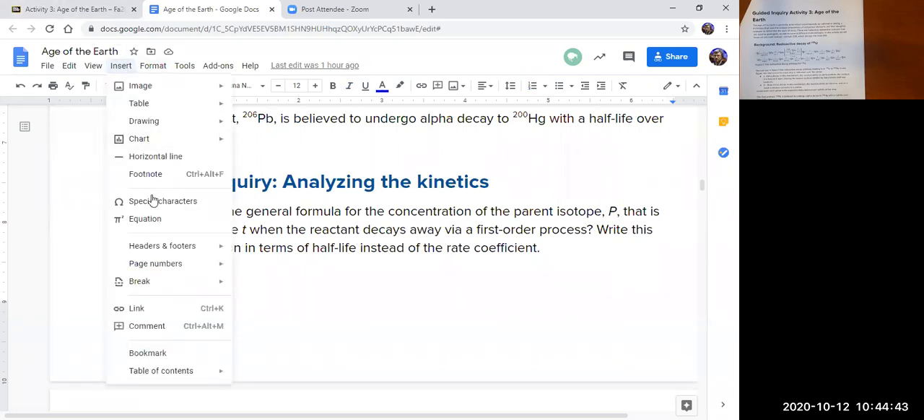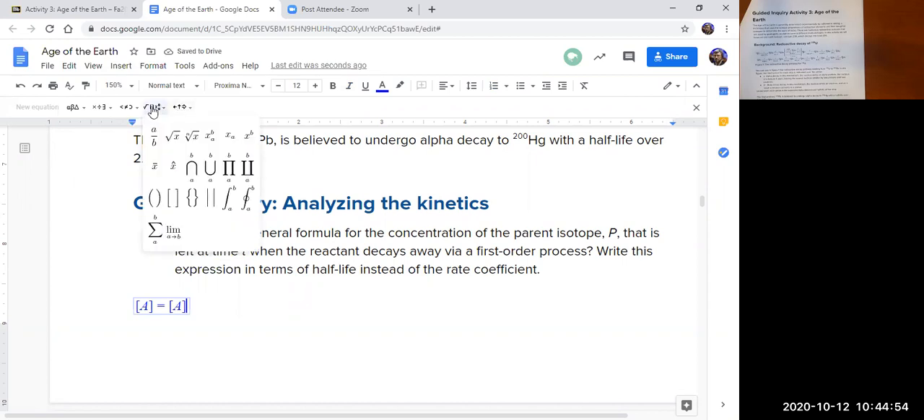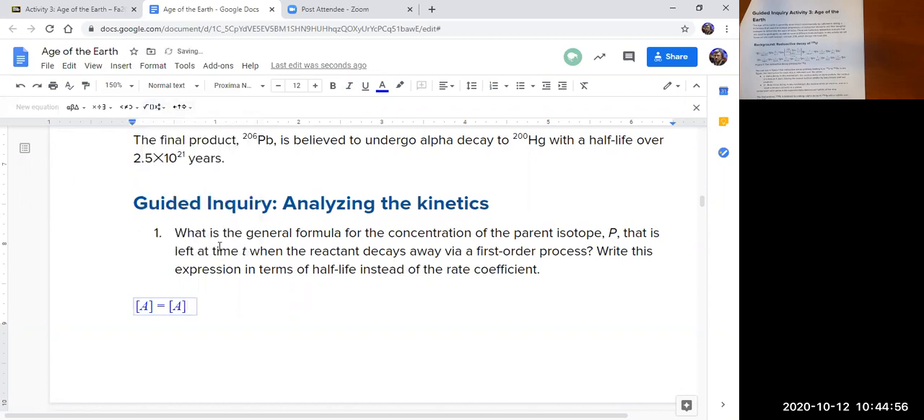So I'm going to insert an equation, and what we have here is A equals A, and we need a subscript. So that's going to be A naught. Okay. We're going to need something here with a superscript, e to the minus kt. So that is our equation that we are working with.